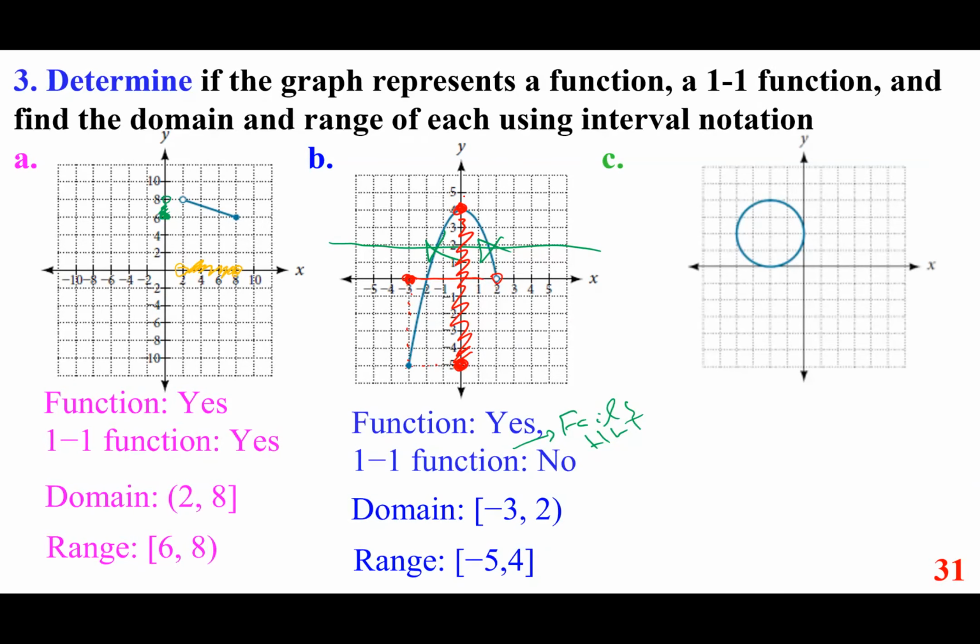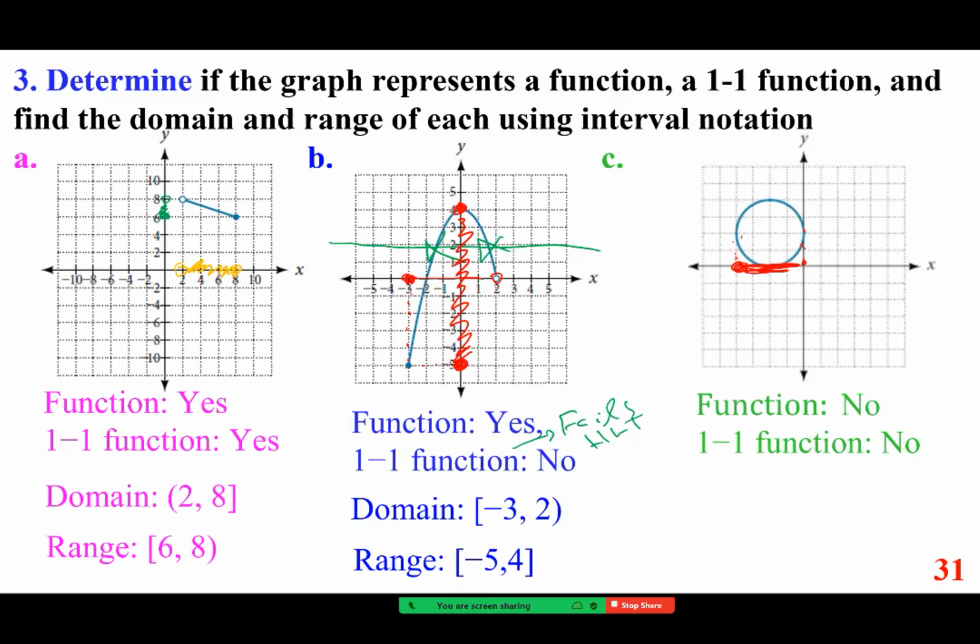The last one is neither a function nor a one-to-one function. It fails both the VLT as well as the HLT. The domain is this one, from -4 to 0. The range, the bottom is here, the top is here. It's from 0 to 4. So I hope we can see that. I hope we have no problem with the domain and range.